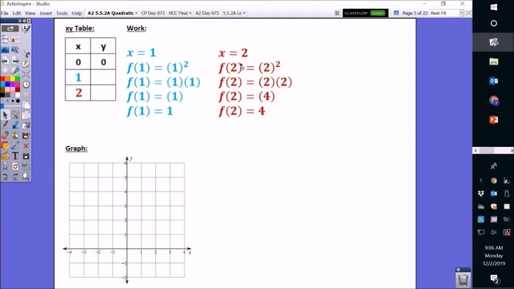Now for x equals 2, I simply plug in 2 for the x, so I have 2 squared. So I'm going to expand, meaning I'm going to have 2 times 2.